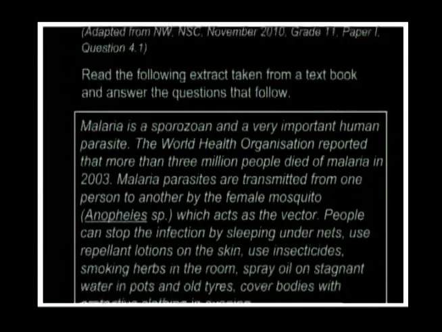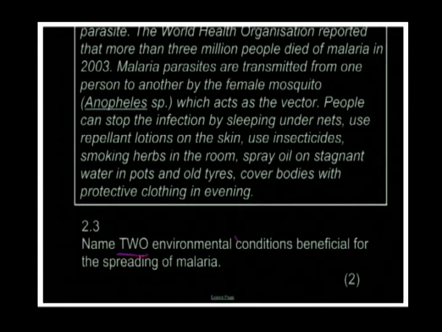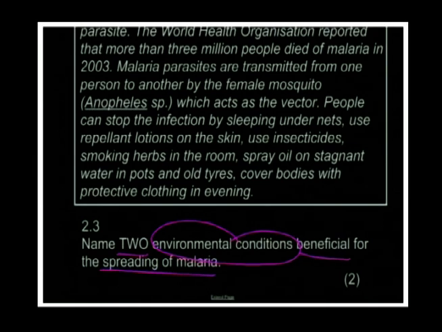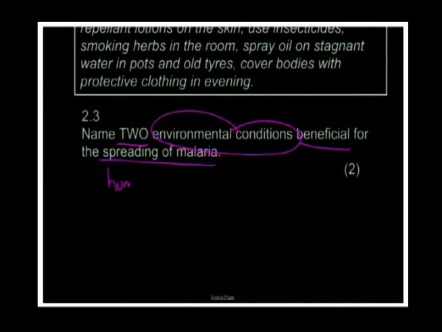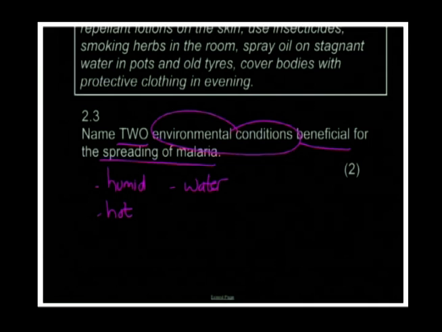The next part of the question deals with 2 environmental conditions beneficial for spreading malaria. In other words, because malaria is spread by the mosquito, what environmental conditions are actually good for mosquitoes to reproduce in? And we've done those as well. Remember, it must be humid, it must be hot, and preferably there should be some kind of water body around for reproduction.